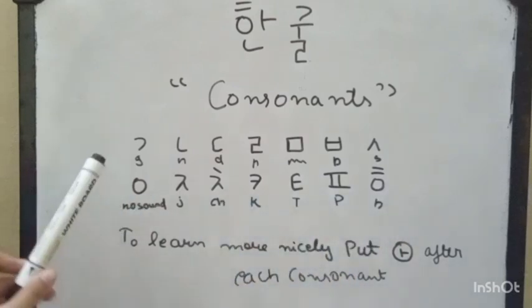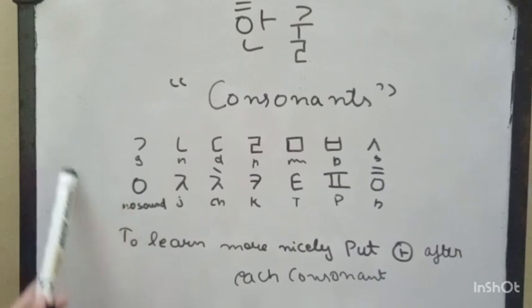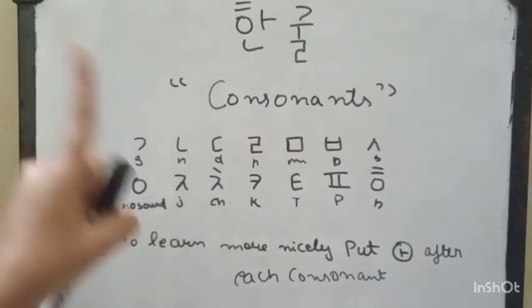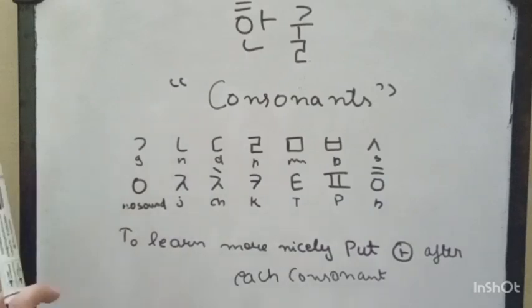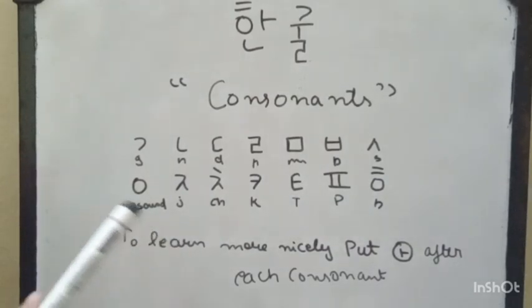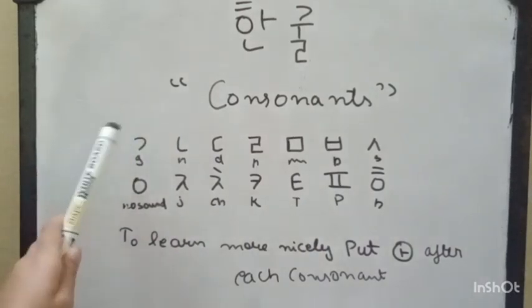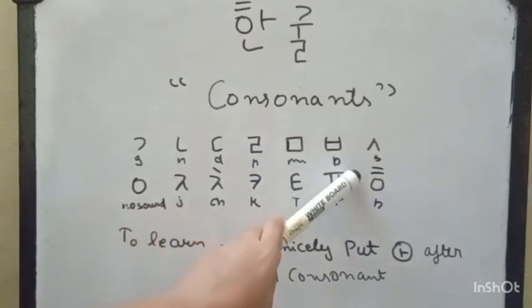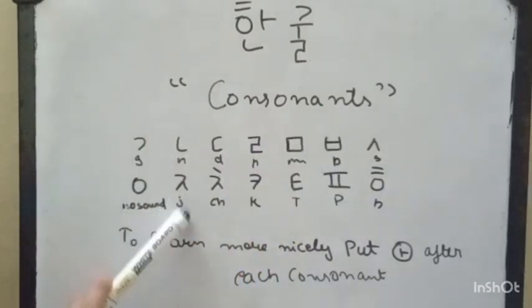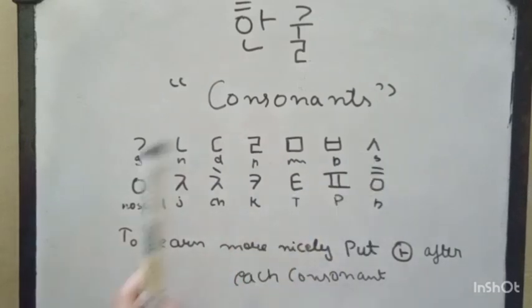This line is also simple. As you can see, when we were learning these two lines, you will notice that they are quite easy and not hard to learn. So, let us just quickly revise all. First line is g, n, d, r, m, b, s, and the second: j, ch, k, t, p, h.